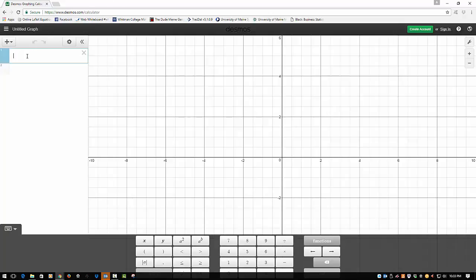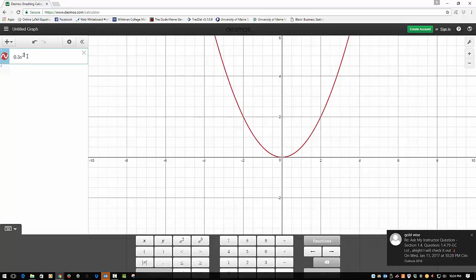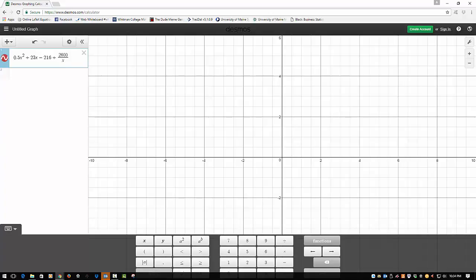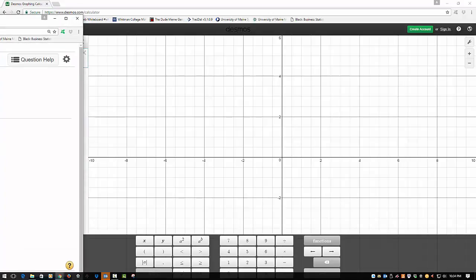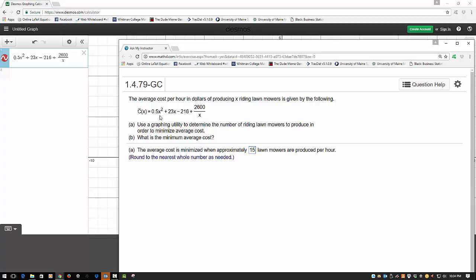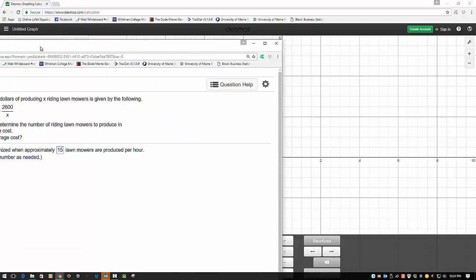So I'm going to graph, I'll bring it back over here so you can see. Okay, there's the function I'm graphing from the email: 0.5x squared plus 23x minus 216 plus 2600 over x. It says using a graphing utility, determine the number of riding lawnmowers to produce in order to minimize average cost. So x is your number of lawnmowers and this average C of x is your average cost.